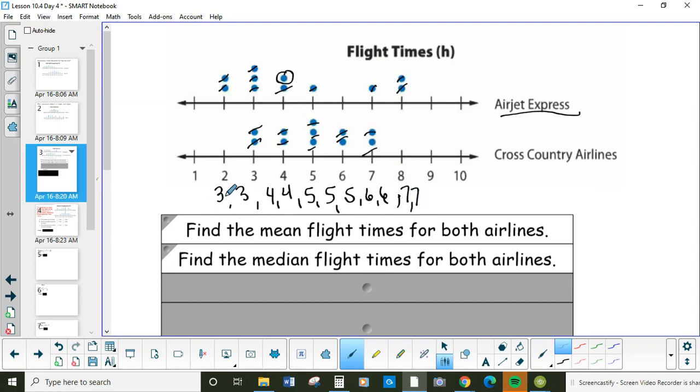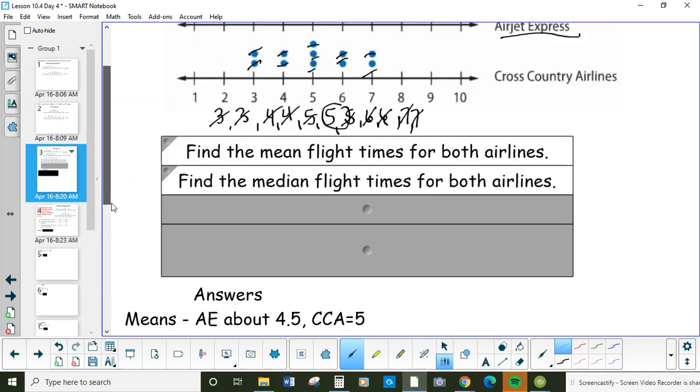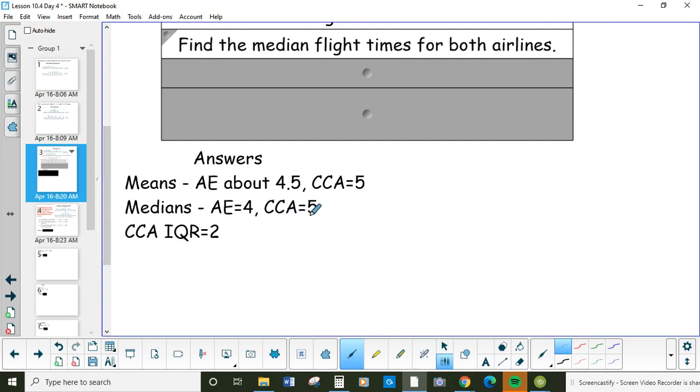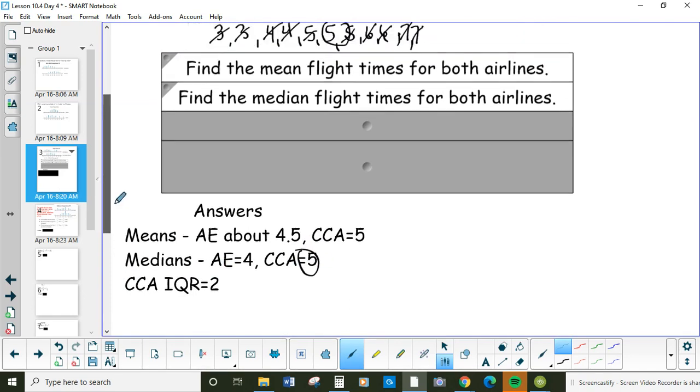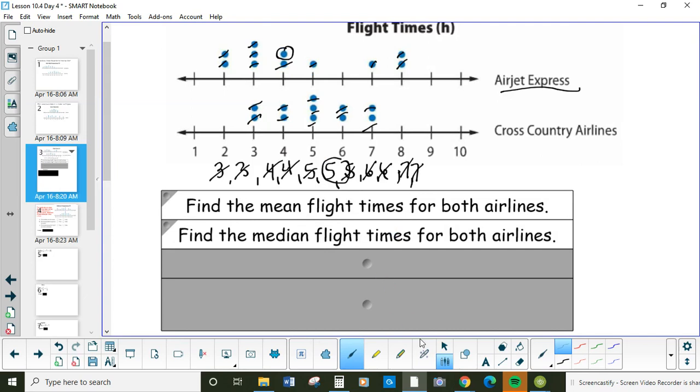So we'll count our way in. We'll go cross it off. We're trying to get to the middle. Hopefully there's a number in the middle. If there isn't, we'll take the average of the two, but there is. So I see that the median for the other airline was 5 for cross-country airlines.